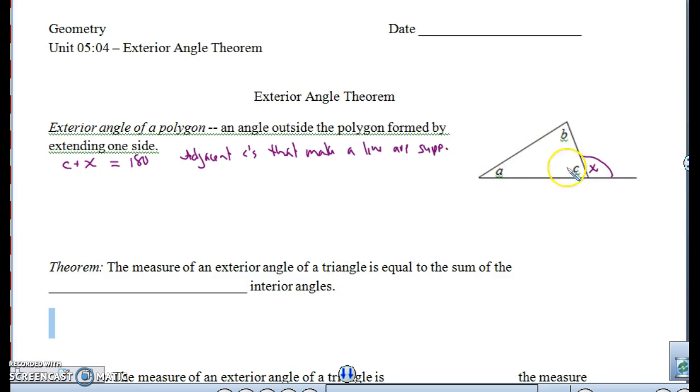Now, what else do we know about the angles of a triangle? Well, we know that angle A plus angle B plus angle C added together is 180 degrees because the sum of the angles of a triangle is equal to 180 degrees. So, both of these are equal to 180 degrees, so they must be equal to each other by substitution. A plus B plus C is equal to C plus X by substitution.